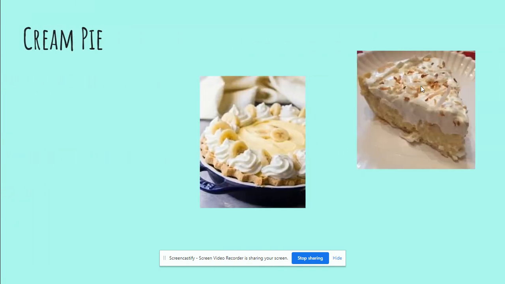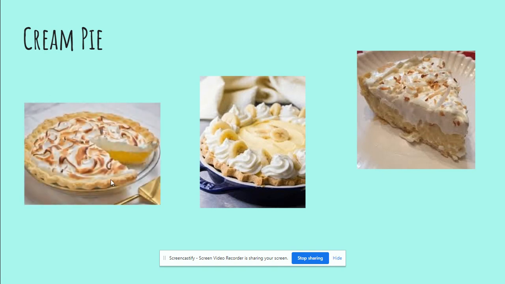So here are some cream pies. We have lemon meringue here, banana cream, and coconut cream.